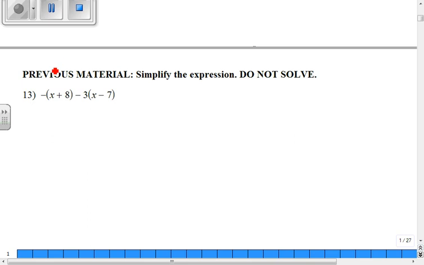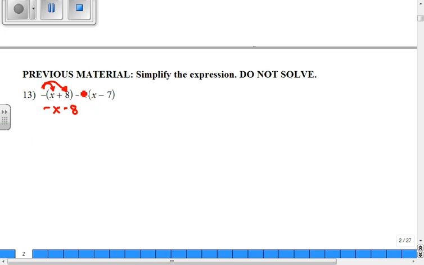Problem 13 asks us to simplify the expression. There's no equal sign, so there's nothing to solve here. Now the first thing that we need to do is distribute this negative. Okay, negative times x is negative x. Negative times positive 8 would make it negative 8. Distributing a negative simply flips the signs.